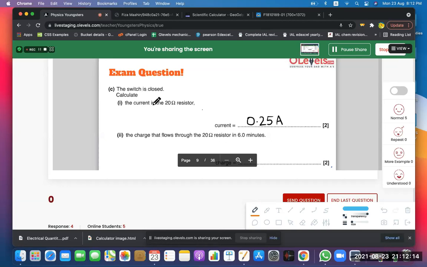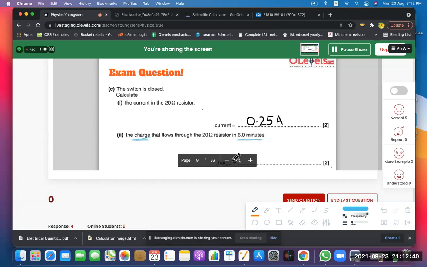The switch is closed. The current in the 20 ohm resistor is this one, 3.25 amperes. We've already calculated it in the part before. Now we'll mark the keywords. One of the keywords is charge. What is the other keyword here? The other keyword is 6 minutes.